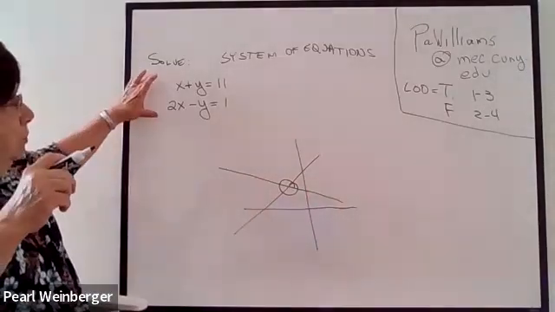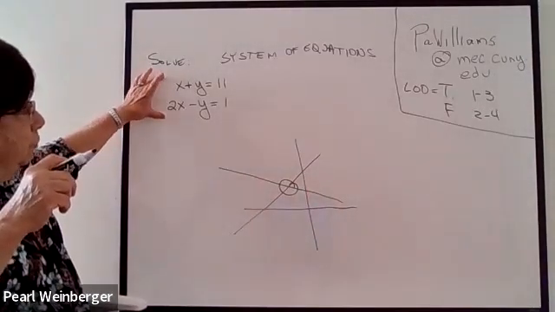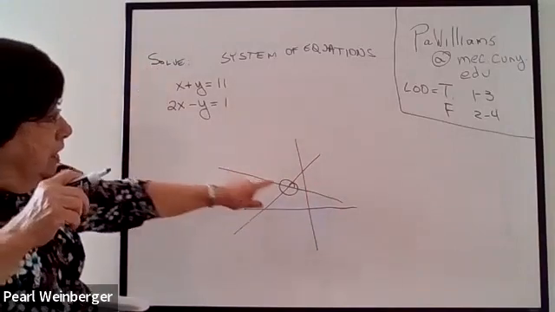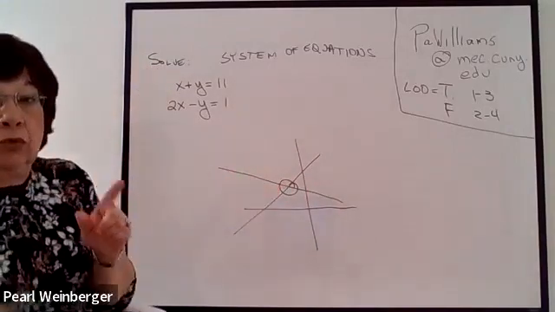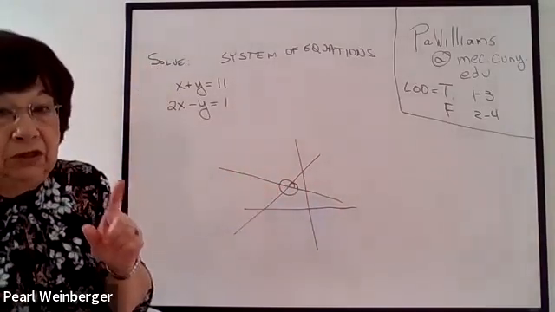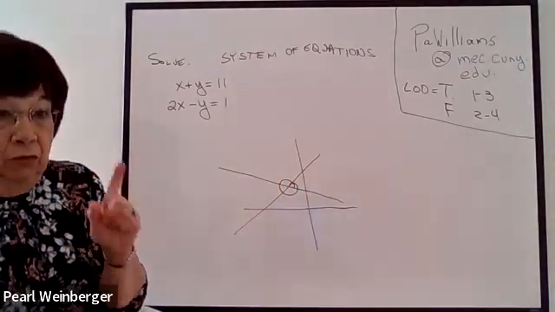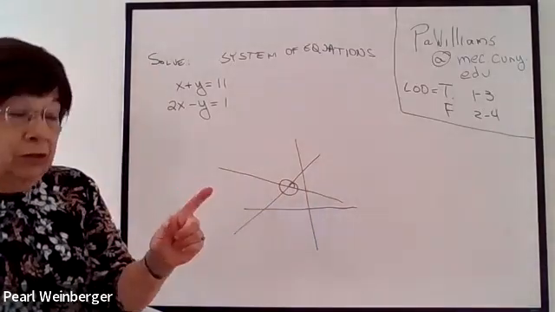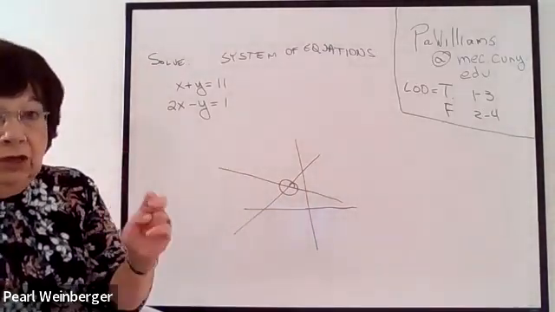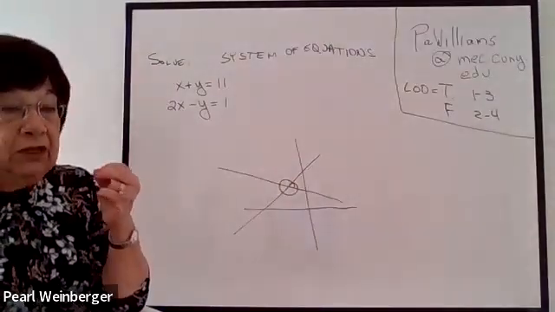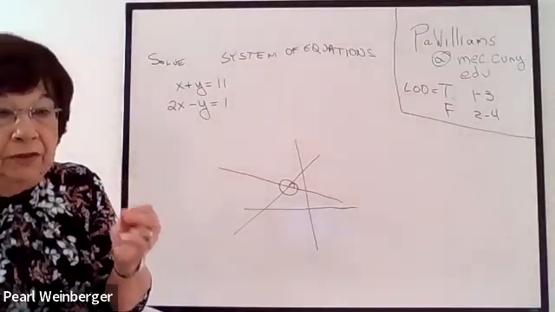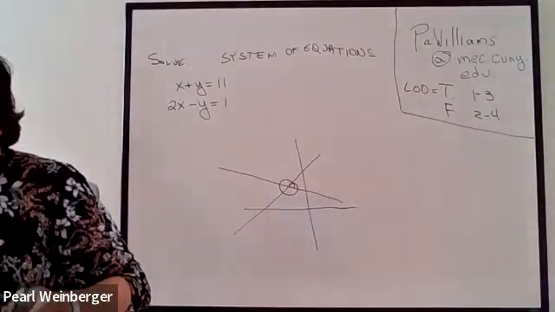These each represent lines because they're linear first degree equations. They meet at a single point. The solution of the system of equations is the point where they meet. And remember, a point has an x value and a y value. So the x and the y of the point is the solution of the system of equations.